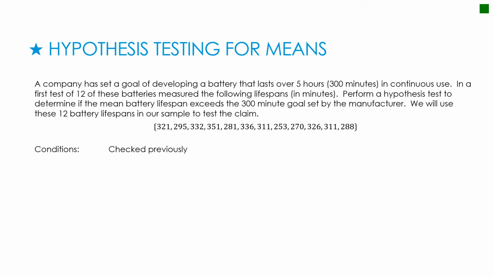So let's look at this example. If you did watch the last video, we already checked the conditions for this question that had to do with battery lifespan, so we're not going to check those conditions again. Just go back and look at the last video. What I'd like you to do is perform a hypothesis test to determine if the mean battery life exceeds the 300-minute goal. So this should help you determine your alternative hypothesis. And again, we're using these 12 values. So go ahead and try the test by hand, check your test in StatCrunch, and then write a conclusion. And then press play.